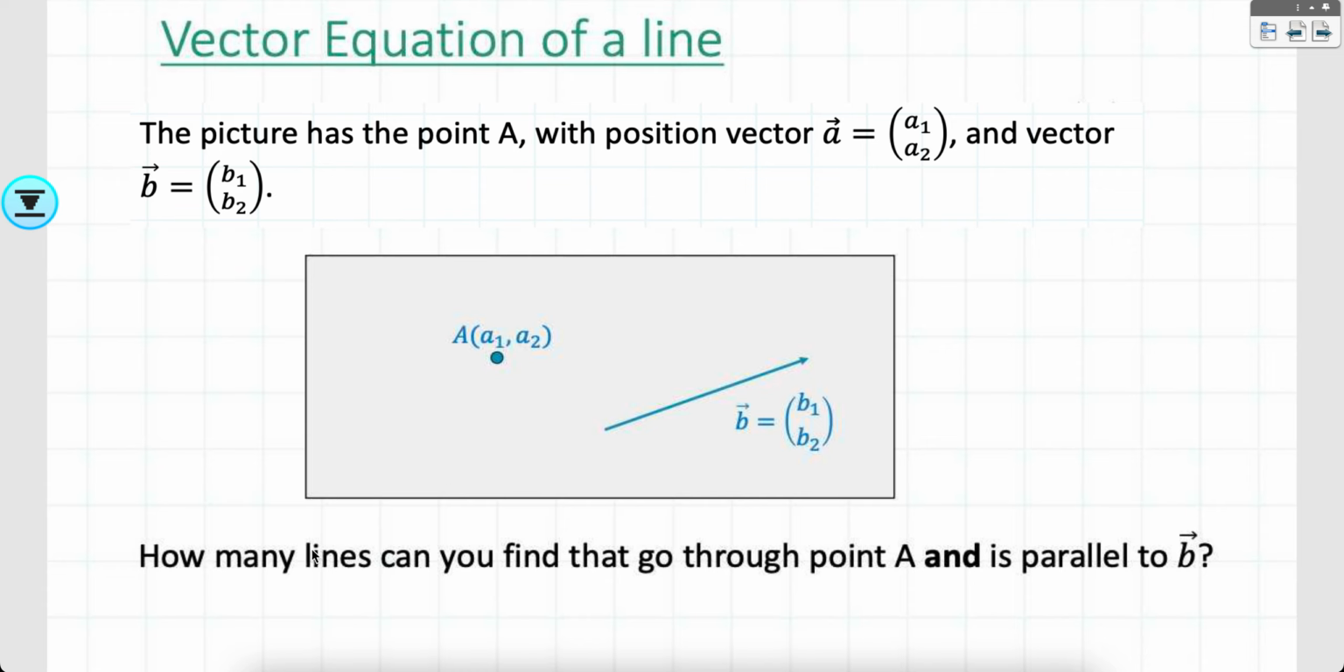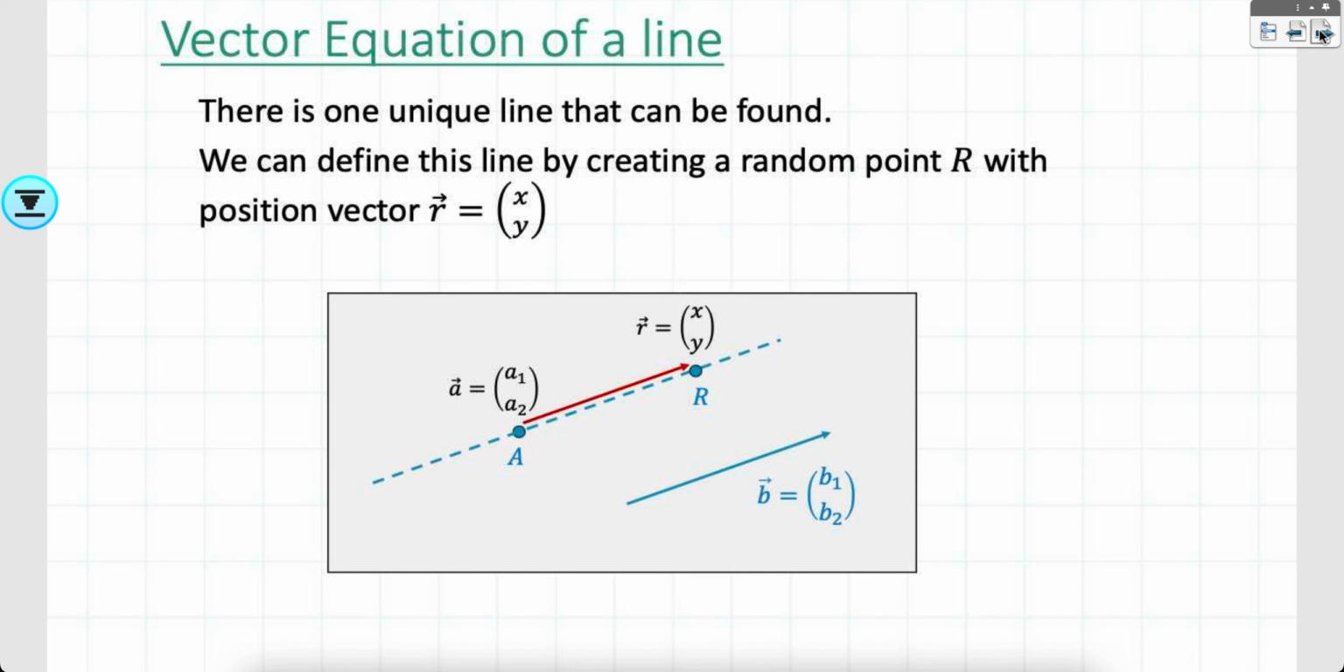I want you to think of how many lines you can find that can go through A and are parallel to vector B. Try to think of the answer there, and there's only one unique line. I'm going to draw this one unique line there using that dotted line. That dotted line is parallel to B and it goes through A. So can I actually define this line?